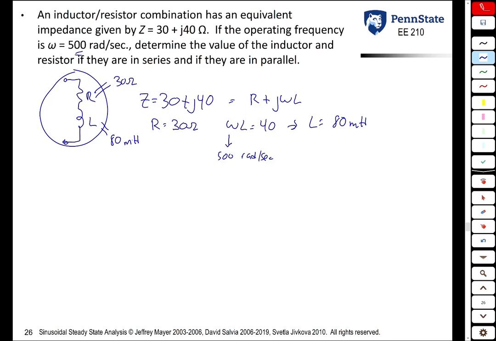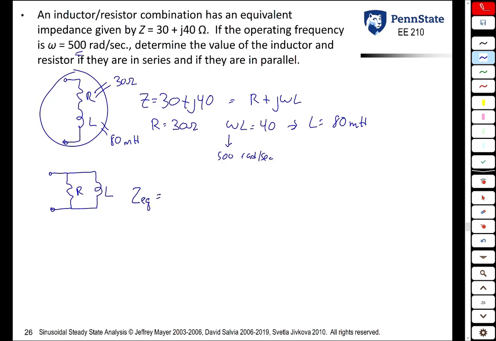But we could also achieve 30 plus j40 by doing a parallel combination of a resistor and an inductor. Here, however, because we're in parallel, it's probably easier to work with admittances. I mentioned earlier that we almost exclusively work with impedances rather than admittances, but there are a couple situations, and this is one of them, where doing everything with admittances is a little bit simpler.